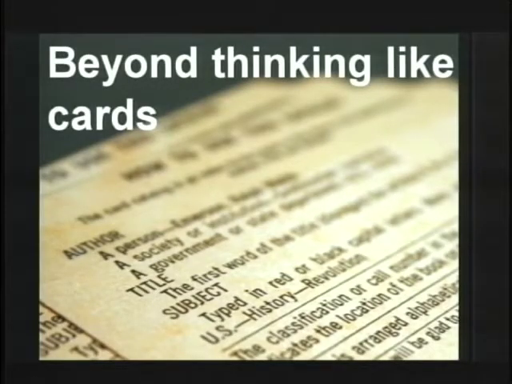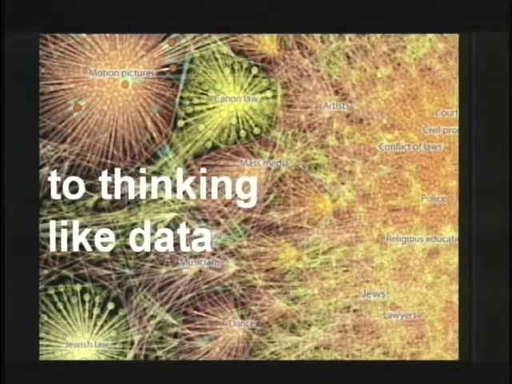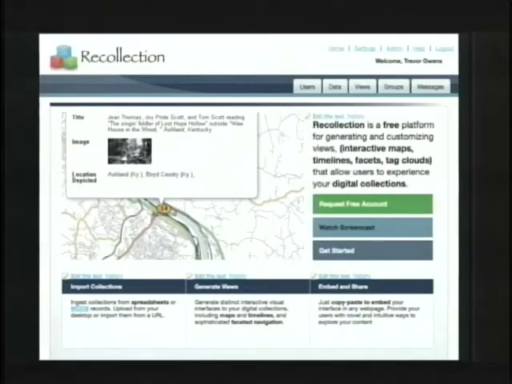So for example, traditionally at the Library of Congress, we think about catalog cards, and we're trying to make people instead think about linked data. This is a visualization actually of the Library of Congress subject headings that we worked on with some computer scientists here at Stanford, and that's showing all the subject headings as sort of linked data. So what we're doing now is we have a new platform that we're working on with some of our partners called Recollection, which is for generating customized views. It's a kind of visualization.